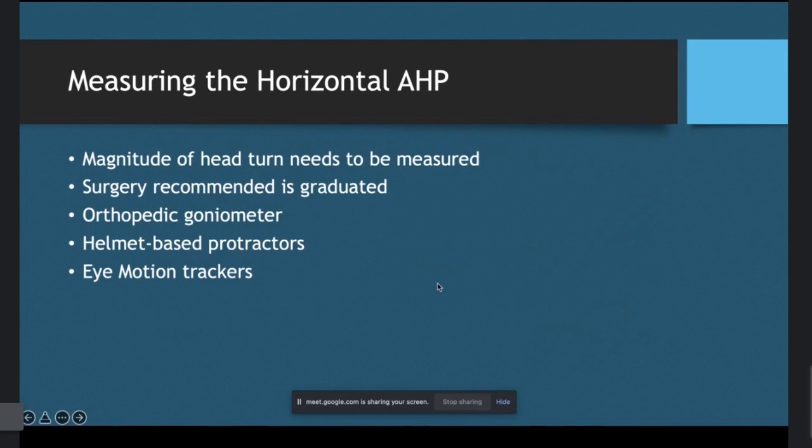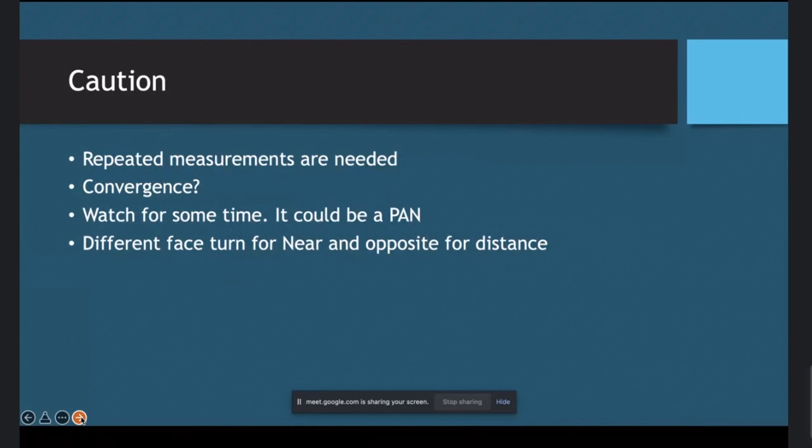And we already talked about the ways to measure. You usually measure because the surgery is graduated. It's like tailoring. 30, 30 degrees, 40 degrees, 50 degrees all have different amounts of surgery that need to be done. Repeated measurements are needed because sometimes it can be a periodic alternating nystagmus.